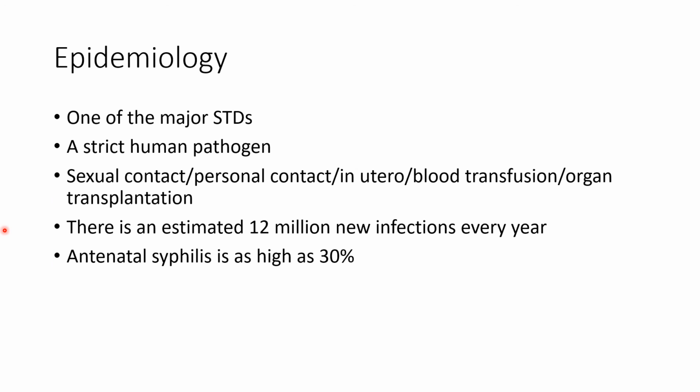There is an estimated 12 million new infections every year. Since we have good treatment and since the organism can be easily controlled, we don't have much of a problem nowadays. And antenatal syphilis, that is infection before birth, is seen at a rate of almost 30%. So these are some of the points about syphilis.